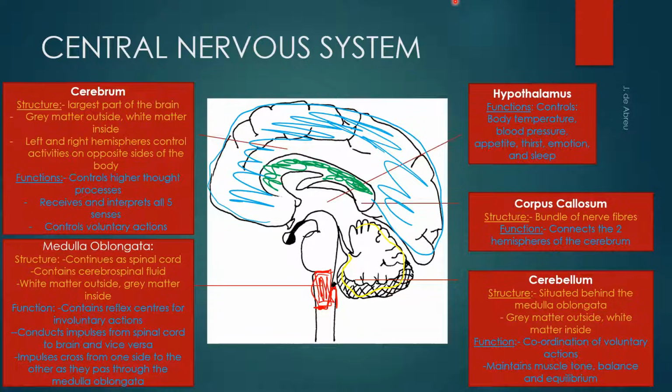Okay. And then the last one is the hypothalamus. It's a little gland over here, and it controls body temperature, blood pressure, appetite, thirst, emotion, and sleep.